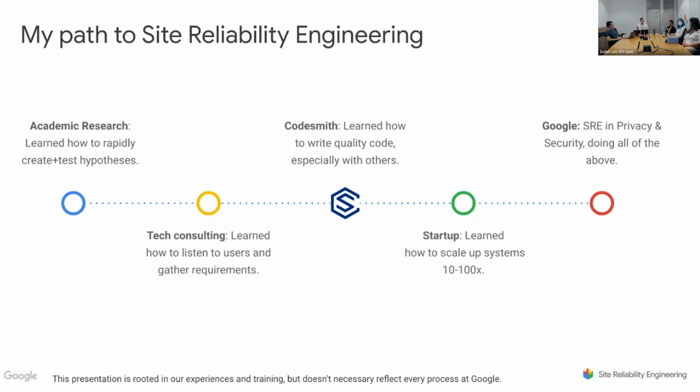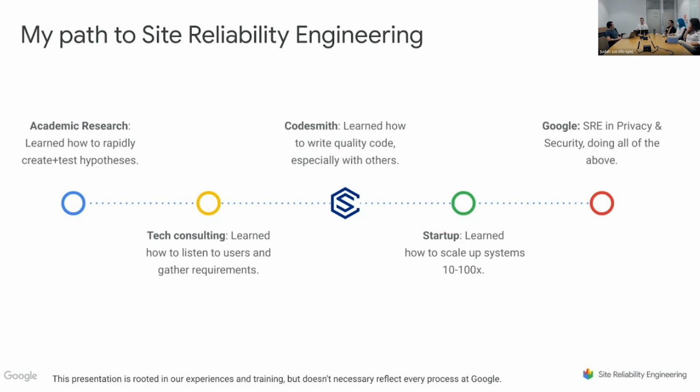Then I wanted to be a software engineer, so I went to Codesmith, and there I learned how to actually write good code, especially the software engineering side of things, which is to me the architecture of code and collaboration such that that code can live a long time past the person who actually wrote it.